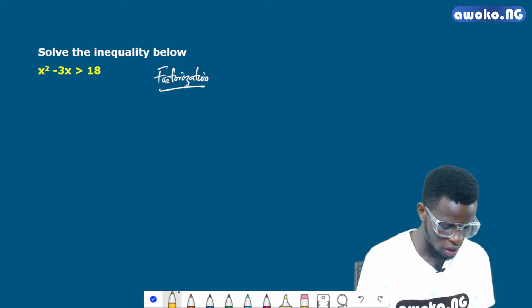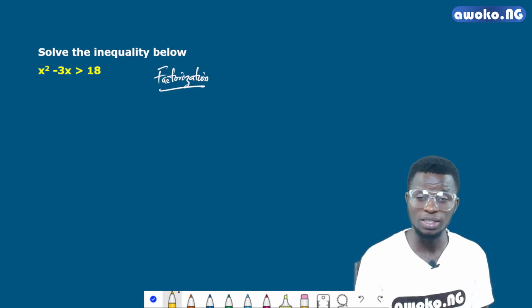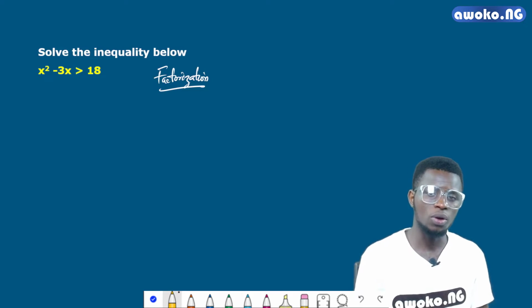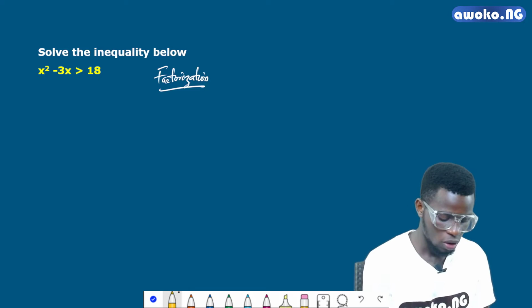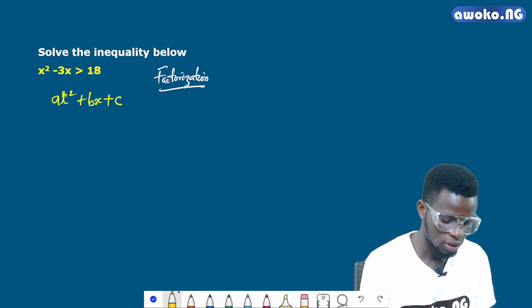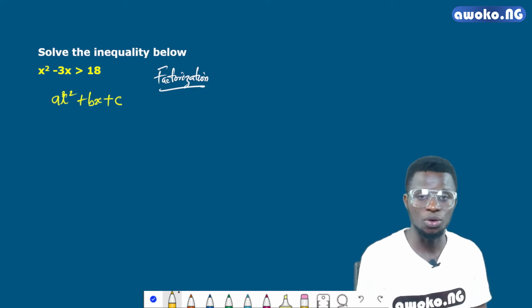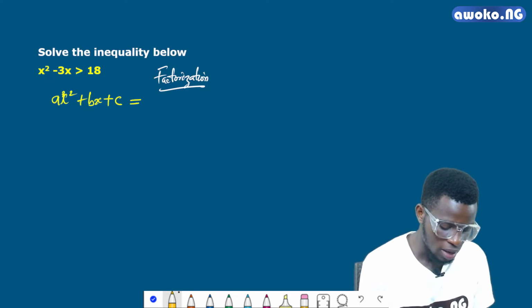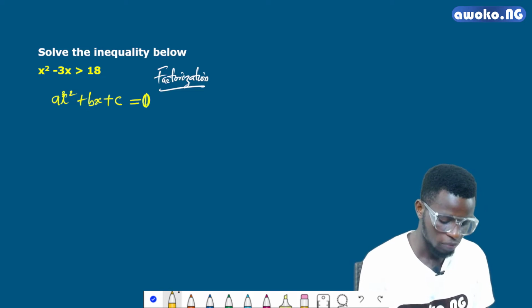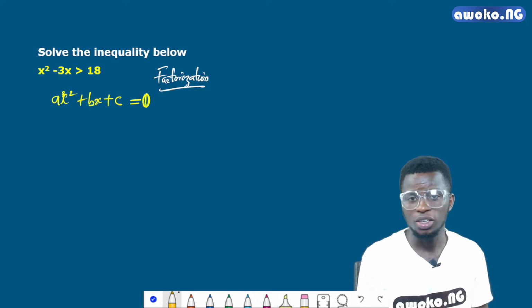Let us consider the problem we have on the screen. We are asked to solve the inequality x squared minus 3x greater than 18. The first step is to make sure that we have an equation of the form ax squared plus bx plus c, which is either greater than, less than, greater than or equal to, or less than or equal to 0. Remember, this is the general form of a quadratic equation. We need the equation to be in this form.